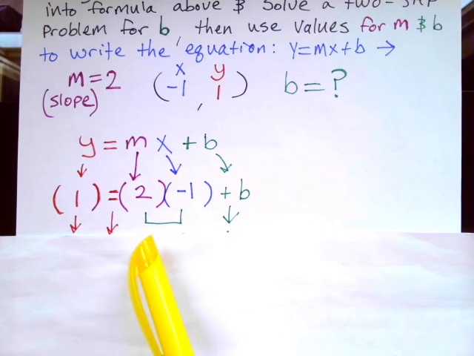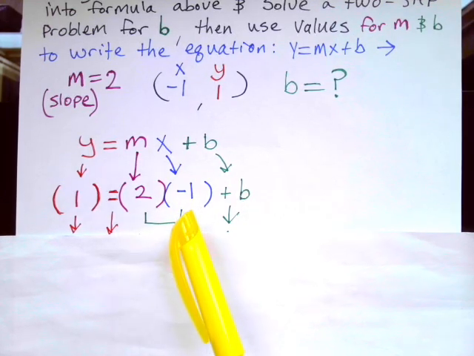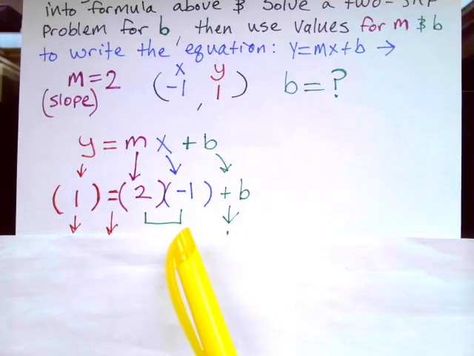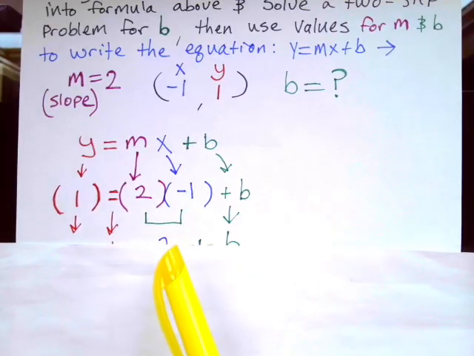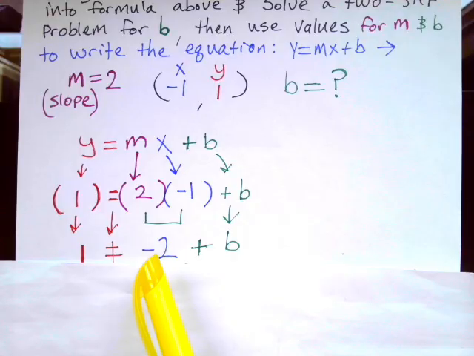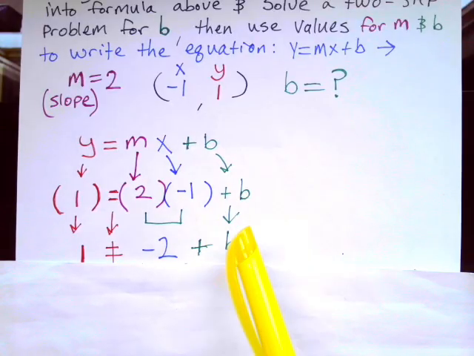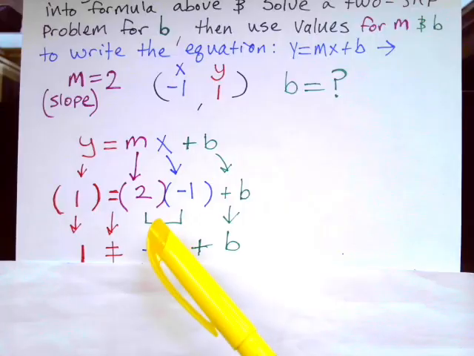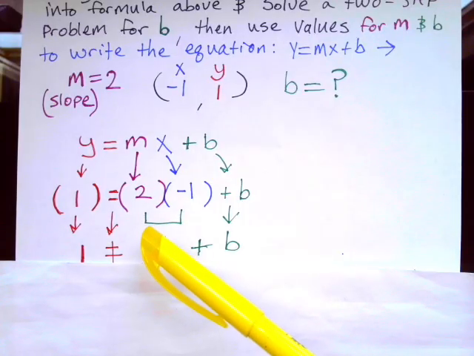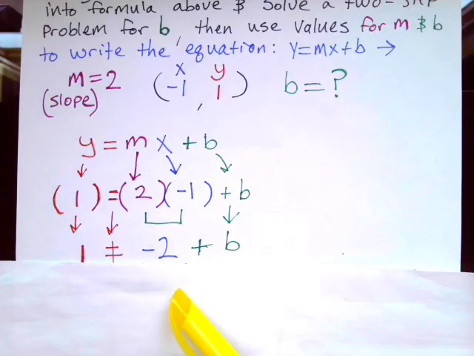Now I'm going to follow the order of operations after I substitute and simplify. So 2 times a negative 1 is, well, I know 2 times 1 is 2. One positive, one negative is always going to be a negative value. And I'm just going to bring down my 1, bring down the equal sign, and bring down my b from the formula. I'm solving for b. I want to get b all by itself. So I want to eliminate that negative 2. I want to turn that negative 2 into a 0.